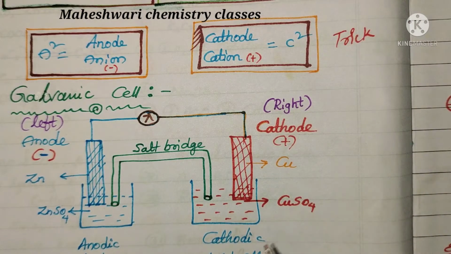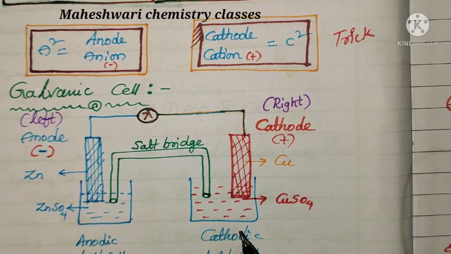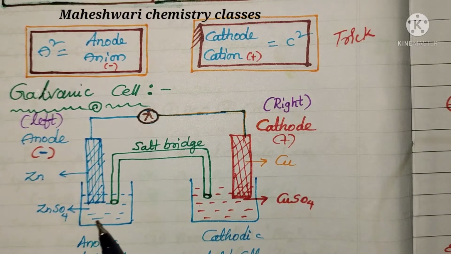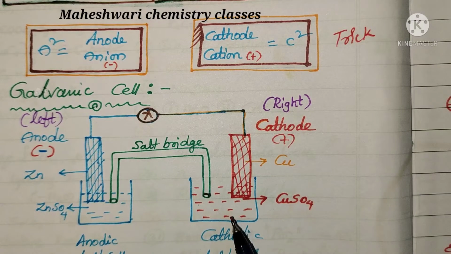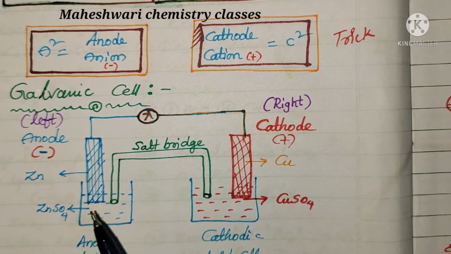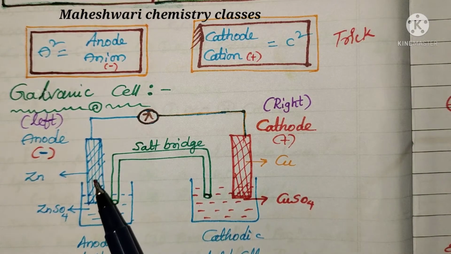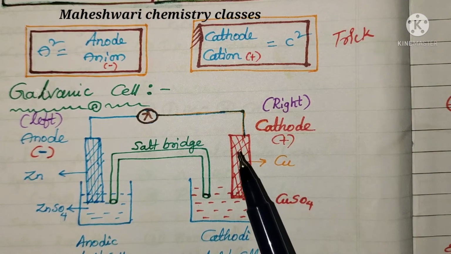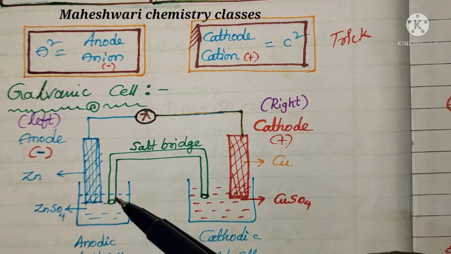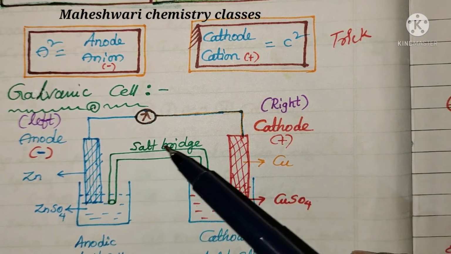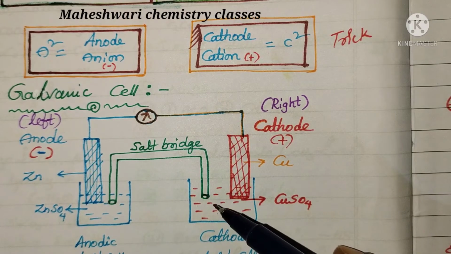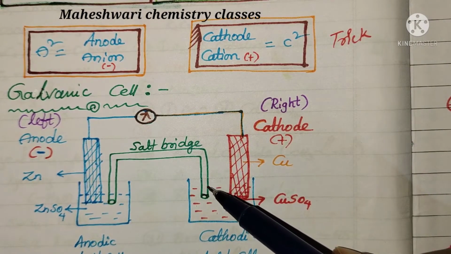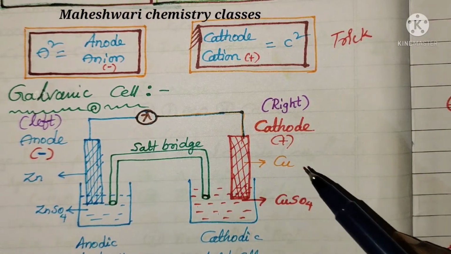Next, this is a galvanic cell. Here we have to take two beakers. One beaker is filled with zinc sulfate solution, another beaker is filled with copper sulfate solution. The zinc sulfate solution is arranged with a zinc electrode, and the copper sulfate solution is arranged with a copper electrode. In the middle, a pipe-like arrangement is there, which is the salt bridge. The salt bridge is helpful for ion exchange. So this is the skeletal formula.